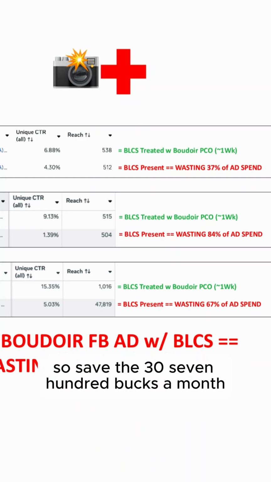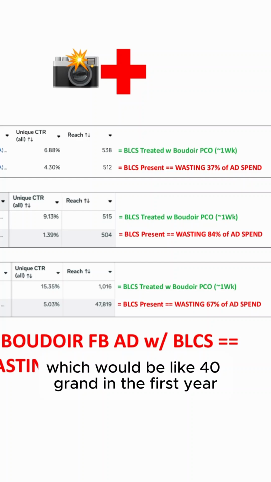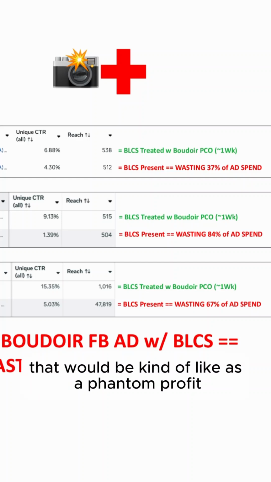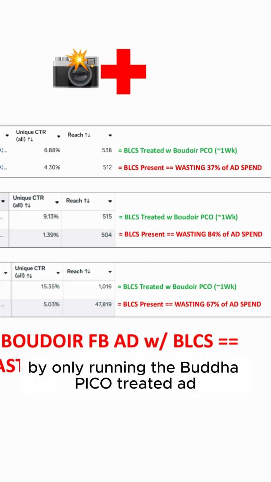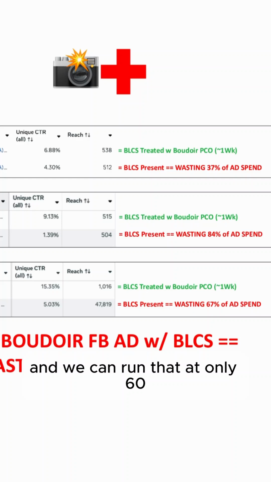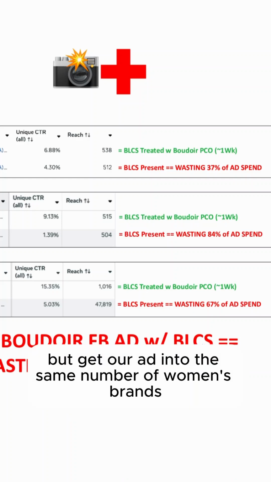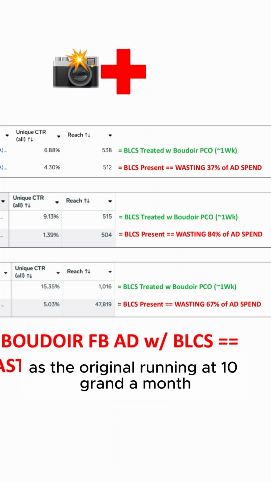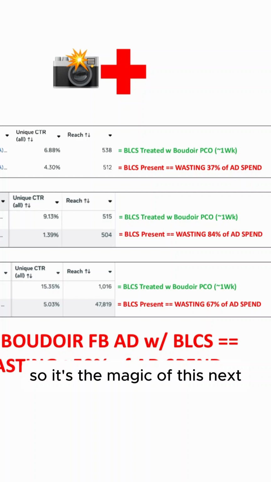So save the 3,700 bucks a month, which would be like 40 grand in the first year, literally kind of like a phantom profit, by only running the Boudoir Pico treated ad. And we can run that at only 6,300 bucks a month, but get our ad into the same number of women's brains as the original running at 10 grand a month. So it's the magic of this.